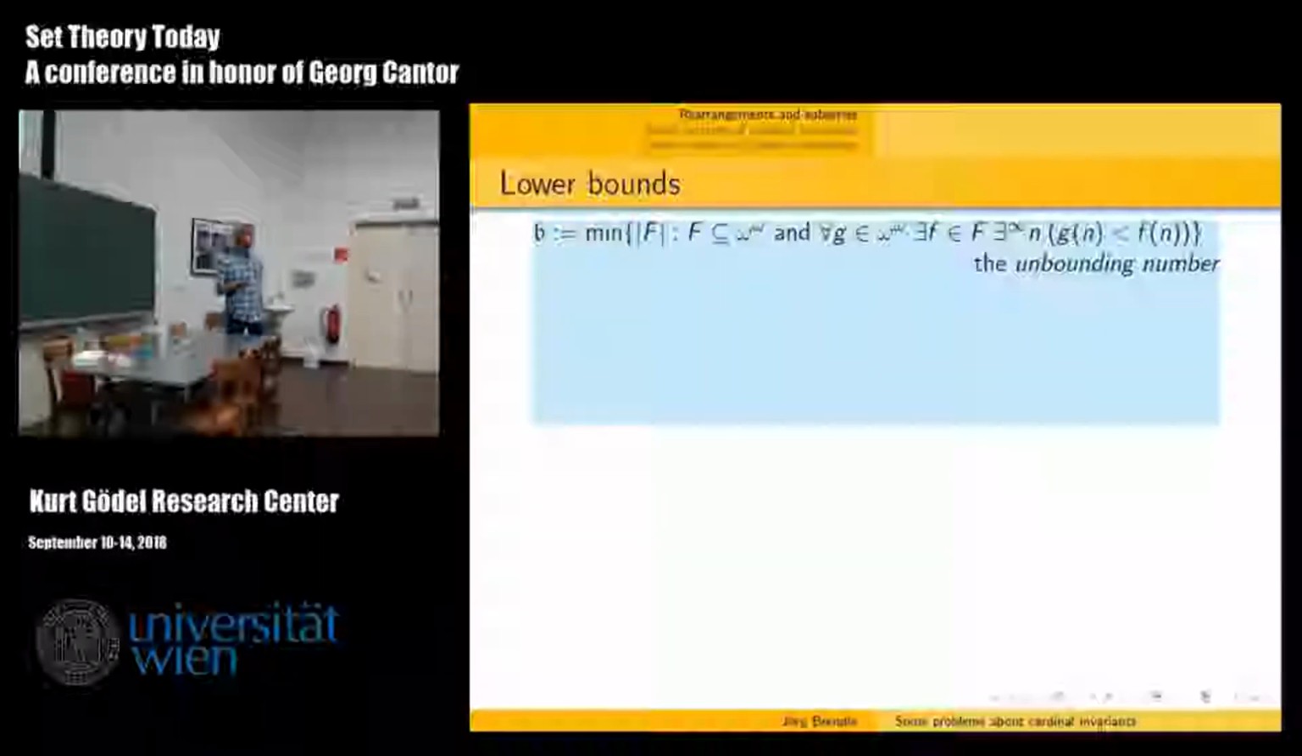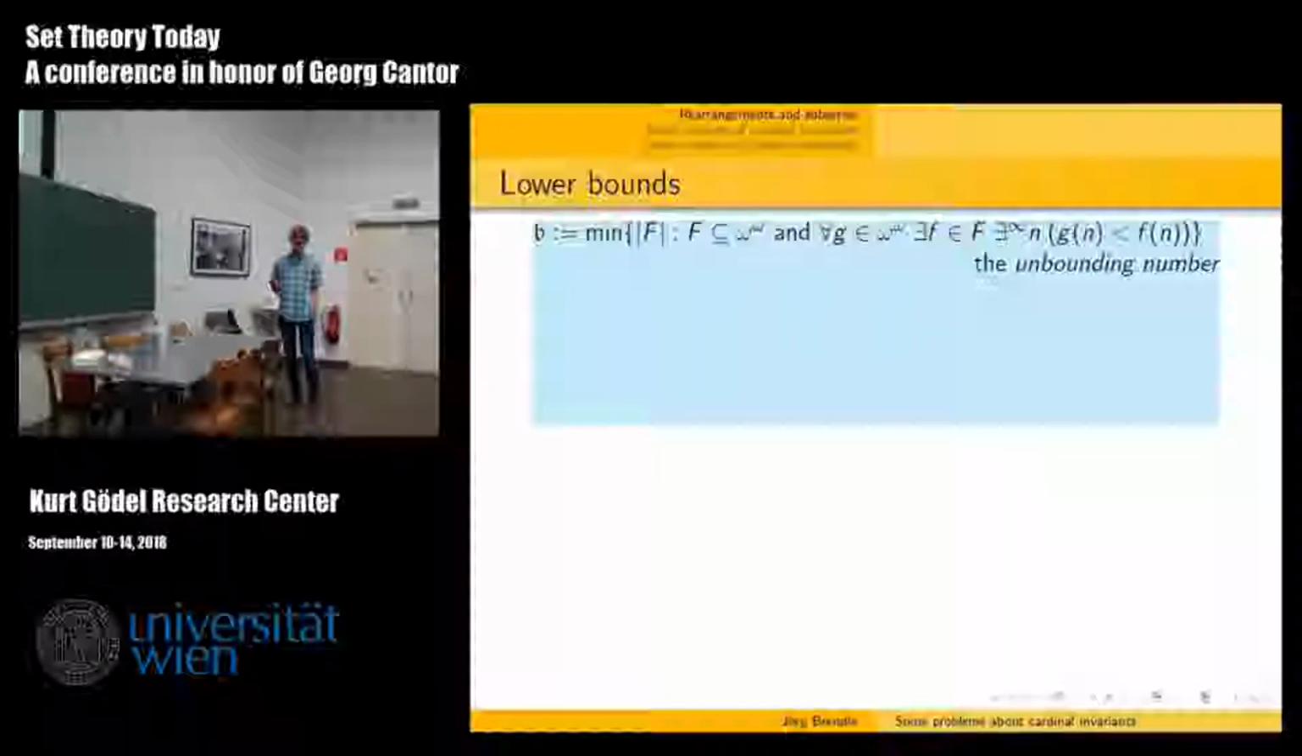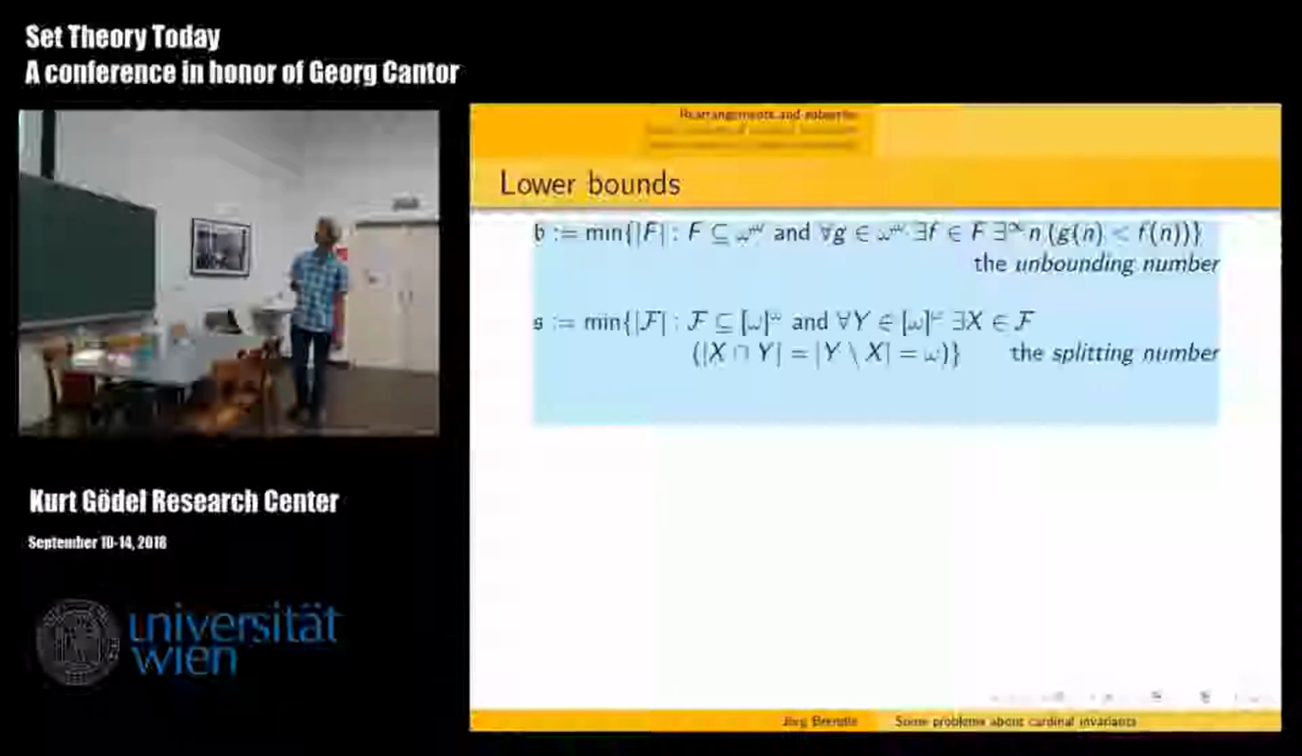Let me just recall the definition of some cardinal invariants of the continuum. The first is b, the unbounding number. It's the smallest size of a family of functions from omega to omega in the Baire space, such that for every function there is one in the family which is infinitely often above the given function. That's the unbounding number. The next one is the splitting number.